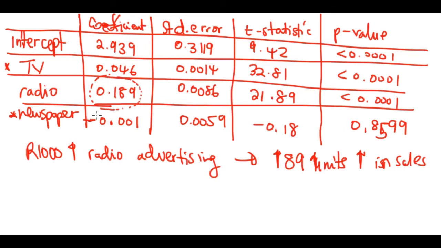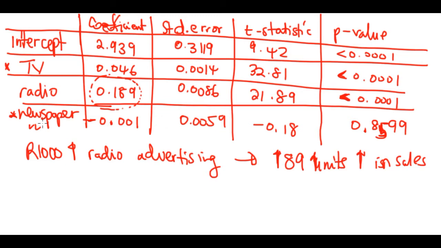Now let's look at the coefficient for newspaper. It is very, very close to 0. And look at the p-value. The p-value is not significant. We want the p-value to be very small for us to think that coefficient is significant. But this is not small. 0.8599. That is a large p-value. If it's a large p-value, it means maybe newspaper is not needed in this model, right?